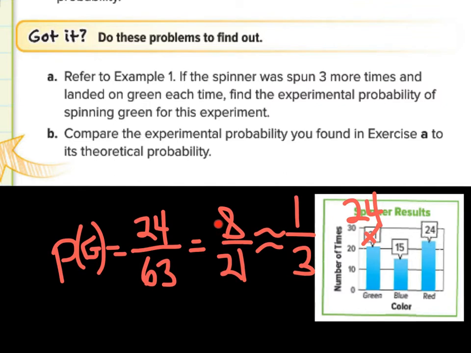It's not a half, right? And it's not a quarter. A quarter would be 8 over 32. This is closest to 1/3. Well, a half would be 8 over 16. So no, it's not closest to a half. The closest one is 1/3.